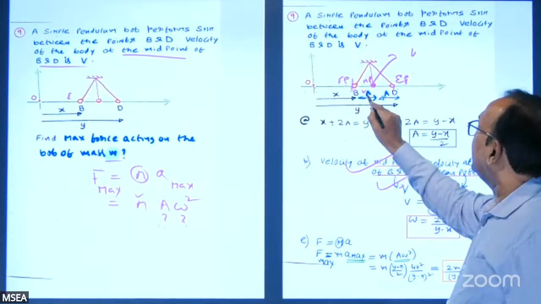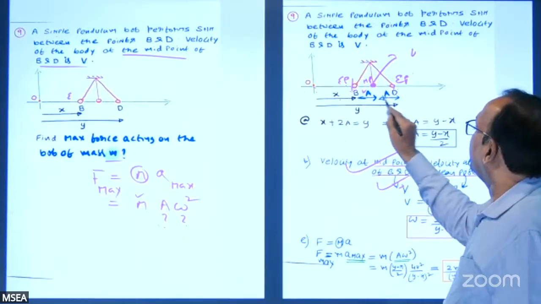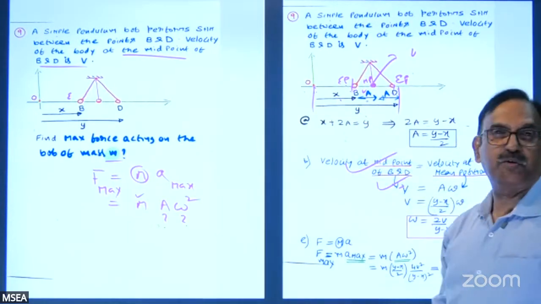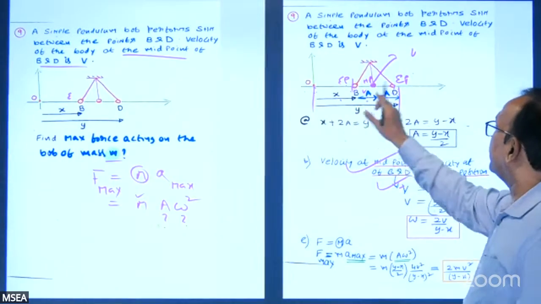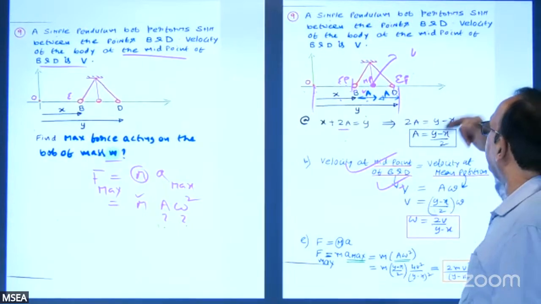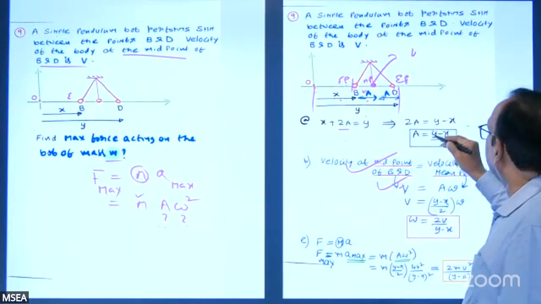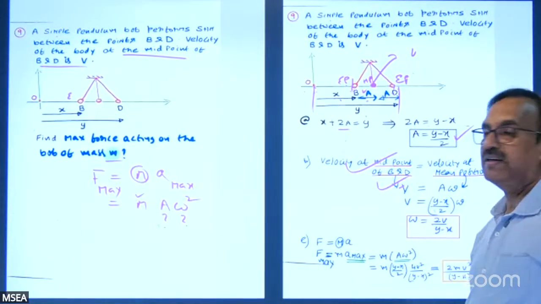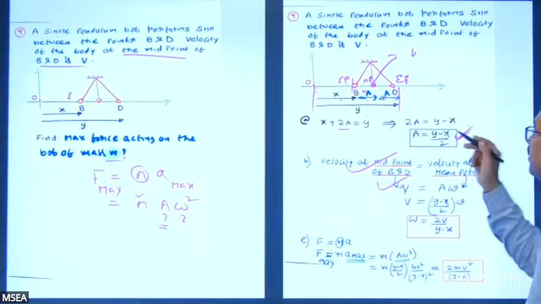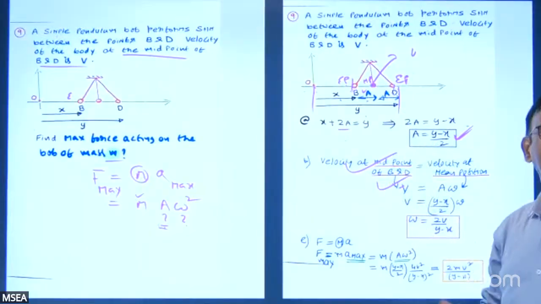X plus A plus A. X plus 2A is equal to Y. You can see that from here to here, X plus 2A is equal to Y. From these things, 2A is equal to Y minus X. From that, A is equal to (Y minus X) by 2. So whatever amplitude we want, we have definitely found from this diagram, almost directly we get A.